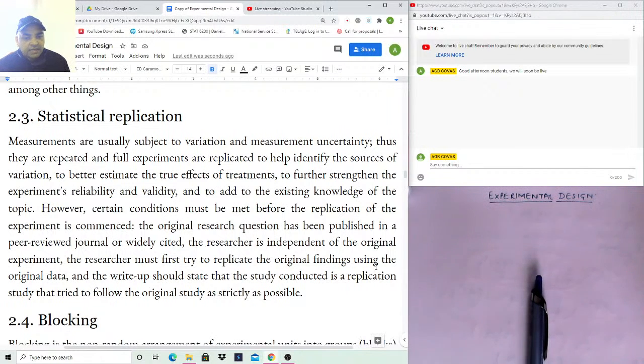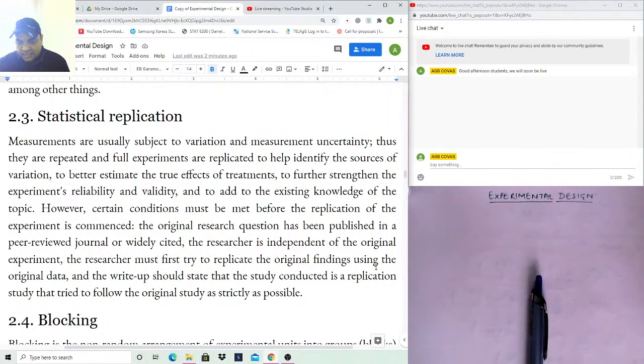However, certain conditions must be met before replication of the experiment is commenced. The original research question has been published in a peer-reviewed journal or widely cited. The researcher is independent of the original experiment, and the researcher must first try to replicate the original finding using the original data. And the write-up should state that the study conducted is a replication study, and that it tries to follow the original study as strictly as possible. So this is how statistical replications of the studies can also be done.